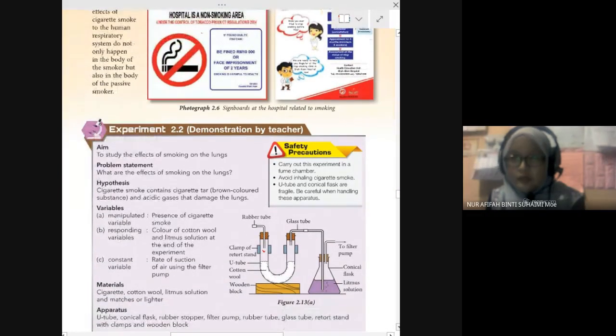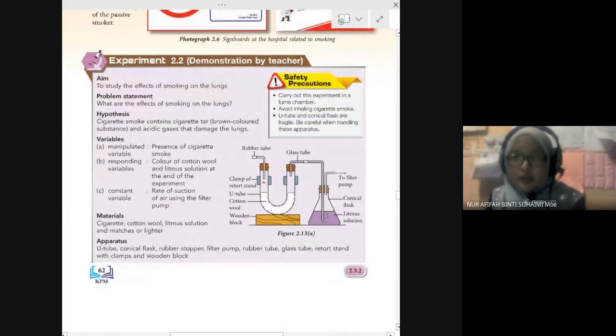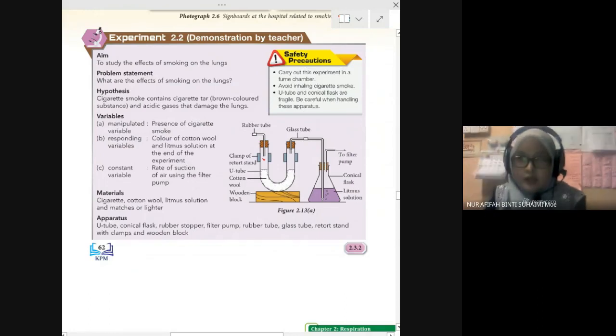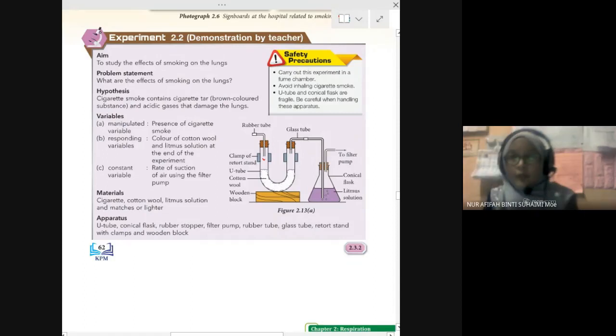Now experiment. This experiment cannot do individually. Demonstration also. Demonstration pun kita jarang lah tunjuk benda ni. Saya cuma explain dekat gambar. Explain dekat gambar. Like this. So this experiment actually to study the effect of smoking on the lungs. We know that the effects take a longer time to see dia punya result. Right. So we just use this apparatus.